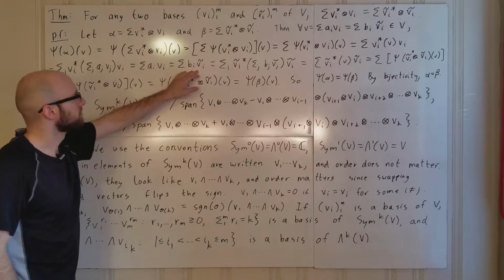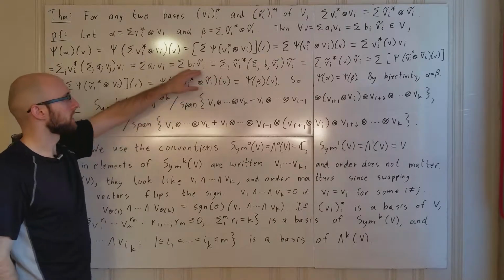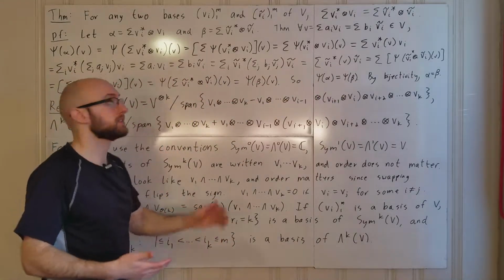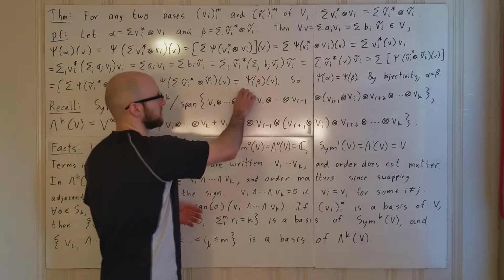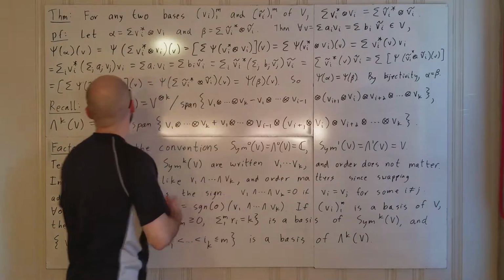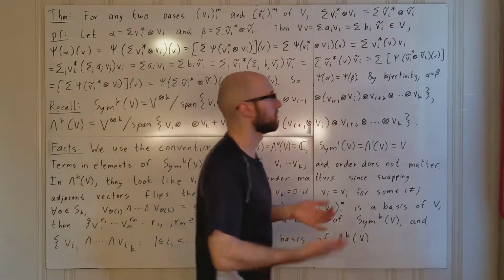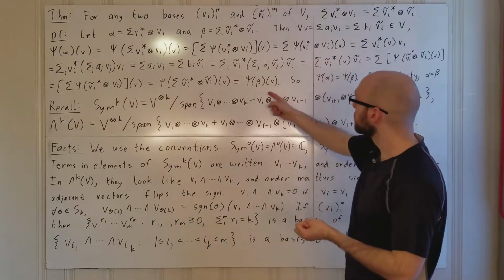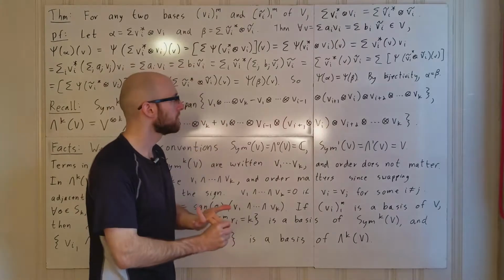And so now we can replace it with the sum of the b_i v tilde i, and just do the same exact steps that we did before, but do them backwards. And that will give us back psi of beta at v. So psi of alpha at v is equal to psi of beta at v, and that holds for all v in capital V, and therefore psi alpha and psi beta define the same linear map.